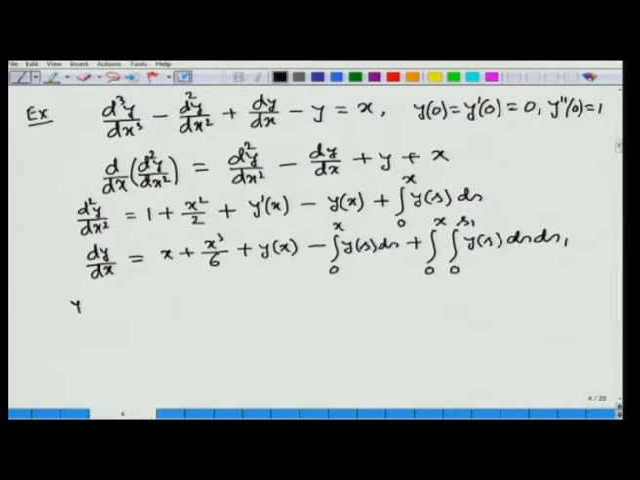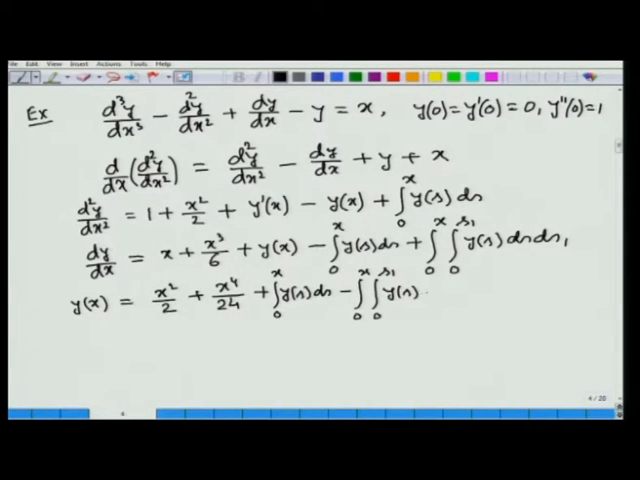Again integrating from 0 to x, you can find y x is equal to x square by 2 plus x to the power 4 by 24 plus integral 0 to x y s ds minus integral 0 to x integral 0 to s1 y s ds ds1 plus integral 0 to x integral 0 to s2 integral 0 to s1 y s ds ds1 ds2.